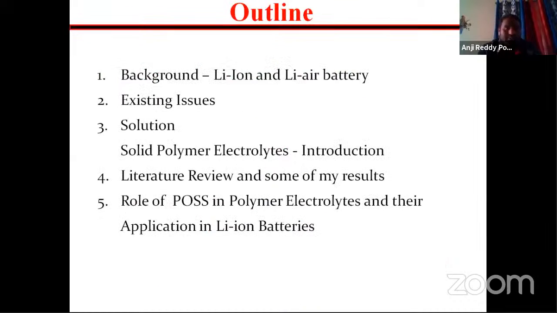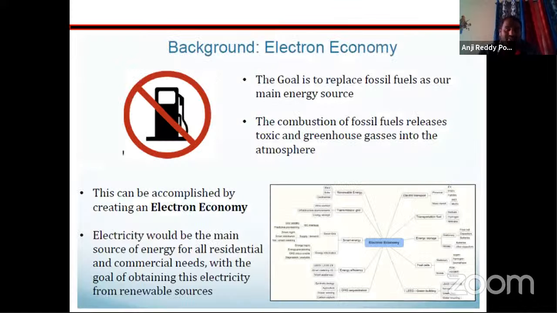This is the outline of my topic. I would like to give basic information about the lithium ion and lithium air batteries, and in previous lectures Dr. Tiwari has given an introduction to lithium sulfur batteries. I will cover the existing issues in these batteries and the solutions for those issues. I will give a small literature review, and after that I will present my results based on nanocomposite polymer electrolytes.